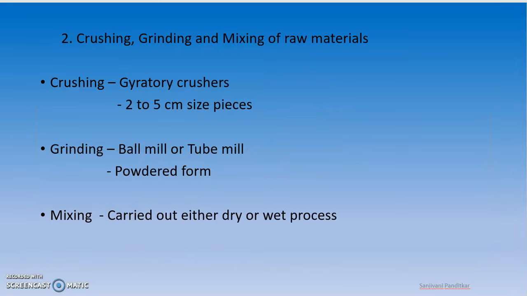Second step of manufacturing includes crushing, grinding and mixing of raw materials. Crushing is carried out by using a gyratory crusher. Using gyratory crushers, the raw materials are converted into small pieces having size 2 to 5 centimeter. Now these small pieces are then sent to a ball mill or tube mill, where they are converted into powdered form. These powdered raw materials are then mixed together by the process known as mixing. Mixing is carried out by either dry process or wet process.